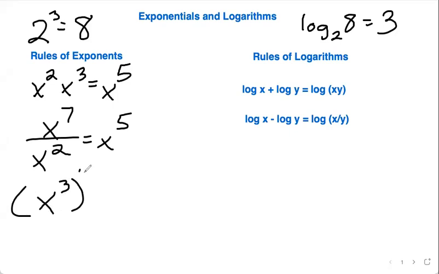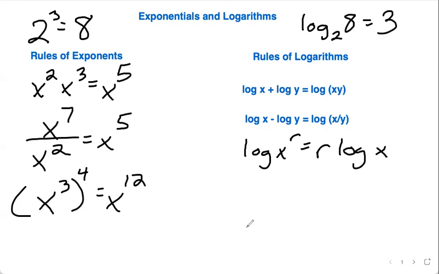X to the 3 to the 4. So an exponent raised to another exponent, what do you do? You multiply. So over here, if you have an exponent, you bring it in front to multiply it. If anything to the 0th power is 1, that's why log of 1 is equal to 0.